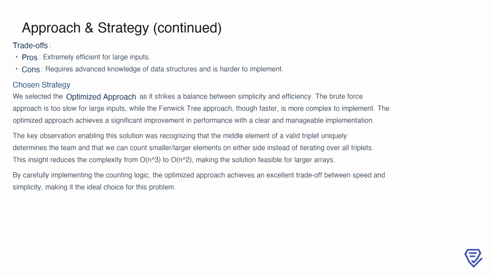The optimized approach achieves significant performance gains compared to brute force by capitalizing on the observation that the middle element uniquely determines the triplet. By counting smaller and larger elements on either side of the middle soldier, we avoid iterating over all possible triplets. This reduces the complexity from O(n³) to O(n²), making the solution scalable and practical for larger arrays. With a clear implementation of the counting logic, this approach provides an excellent trade-off, making it the preferred choice for solving this problem efficiently.